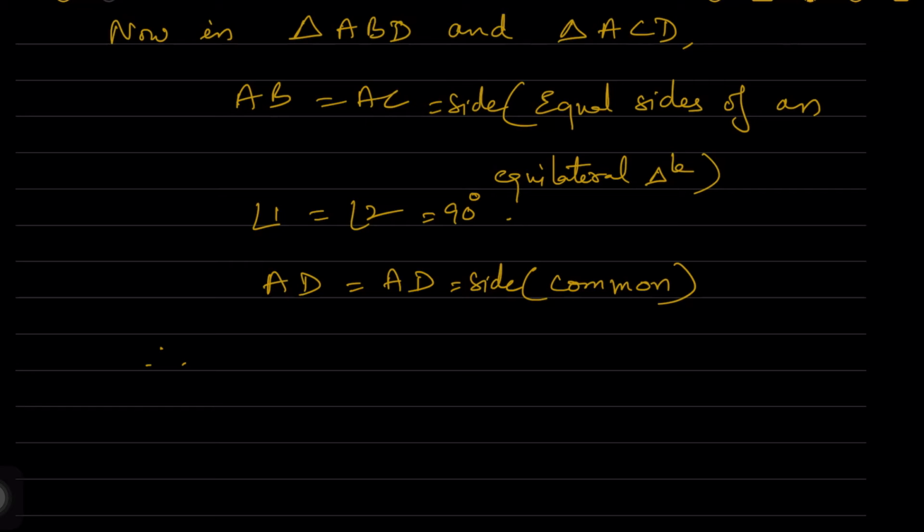So from side angle side congruency, you can tell that triangle ABD is congruent to triangle ACD from SAS congruence, side angle side.